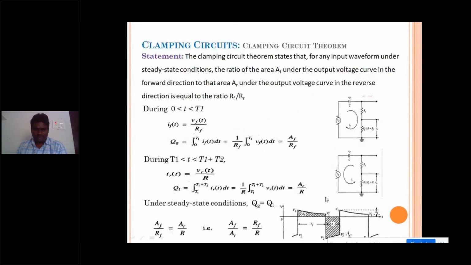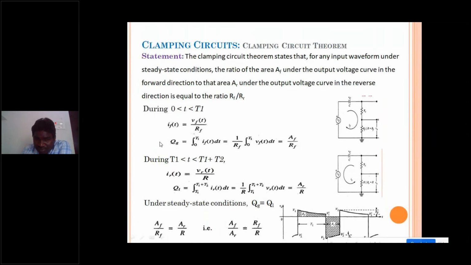The last thing is the clamping circuit theorem. When you are applying a square wave to a clamping circuit as an input, there exists a shifting of the waveform like this. This is shown here. This shaded area AF is the area under the output curve in the forward direction. This shaded area AR is the area under the output curve in the reverse direction.